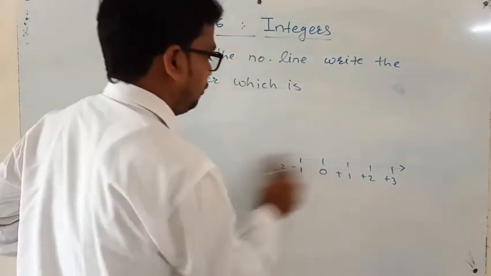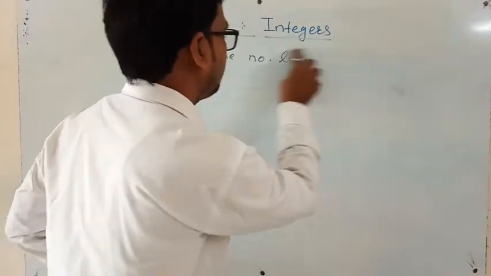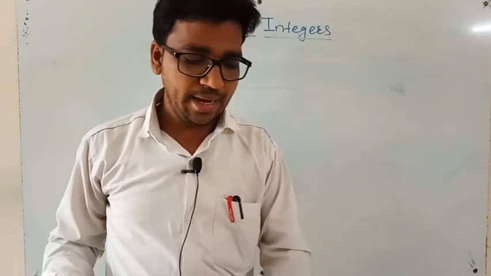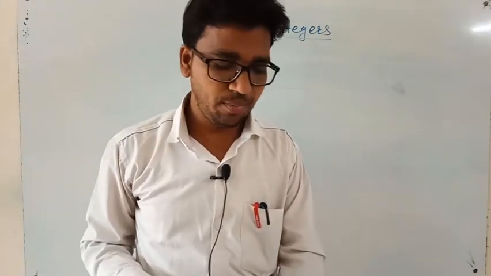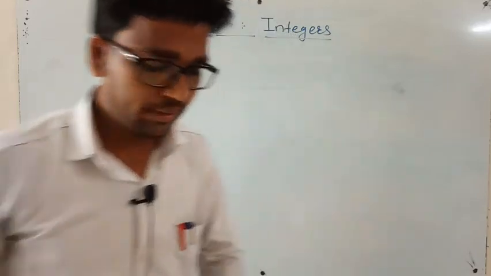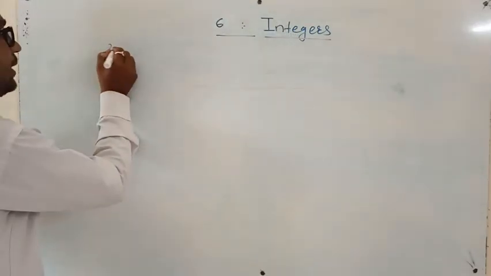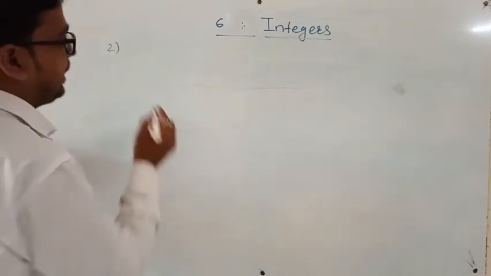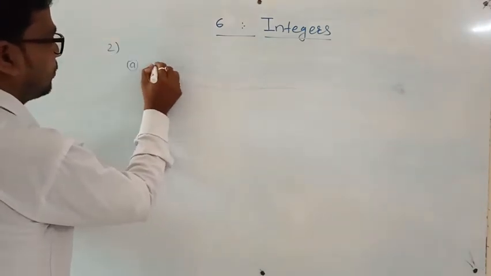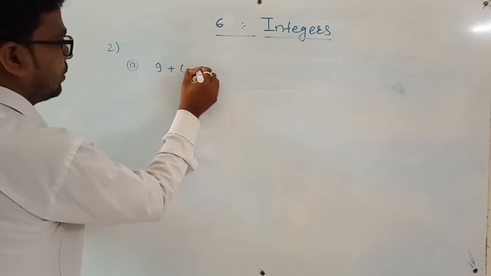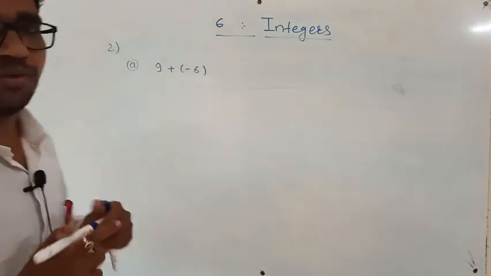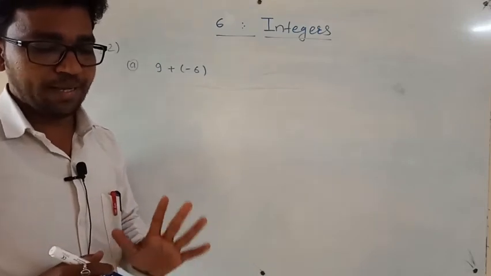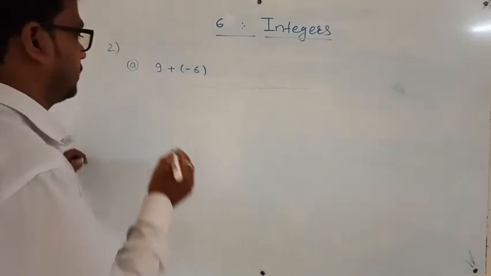Now question number 2. In question number 2, use the number line and add the following integers. So using the number line, we have to add the integers. First is 9 plus negative 6.